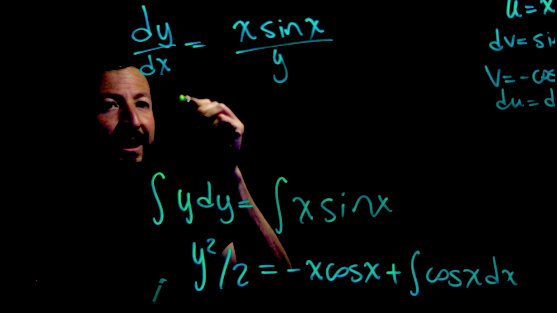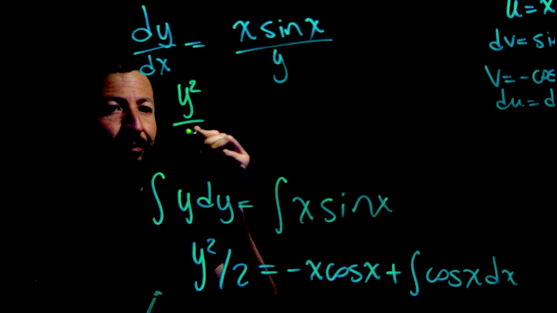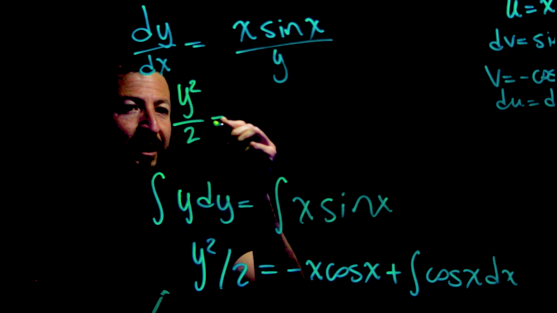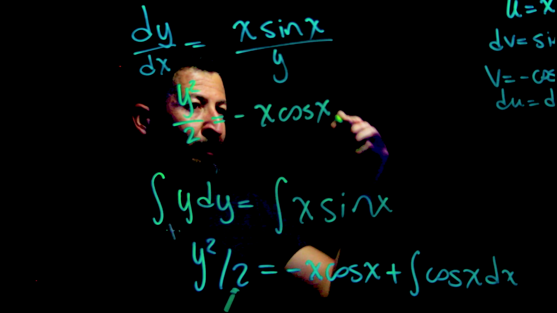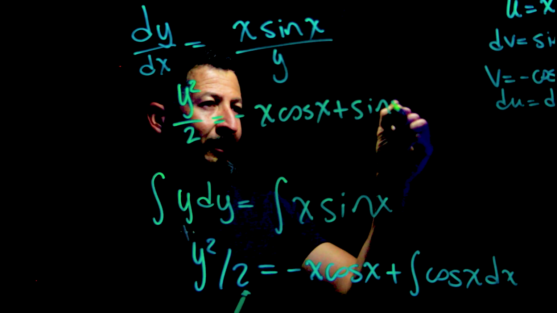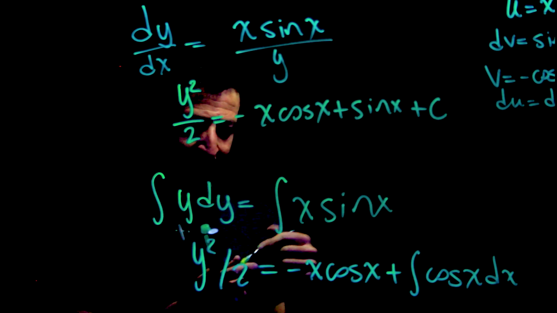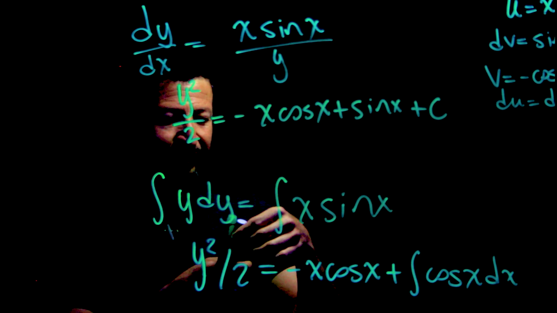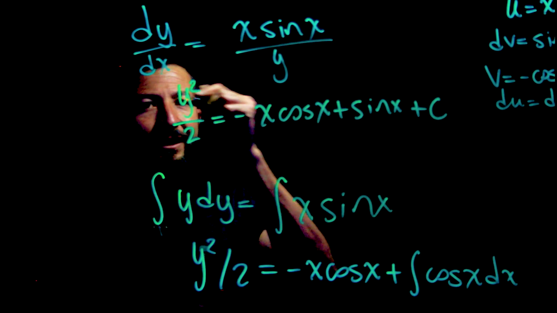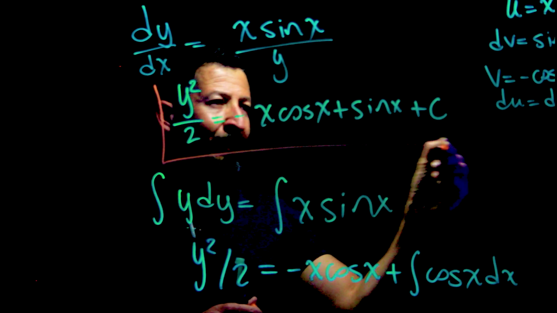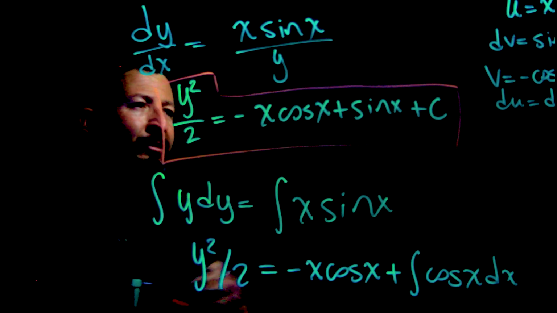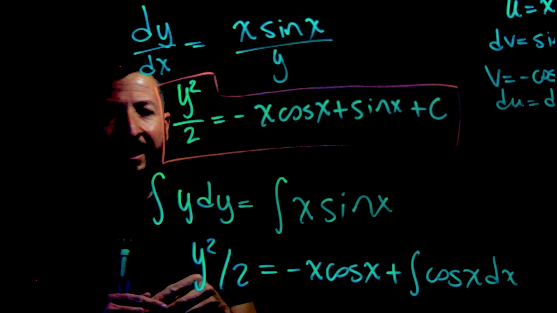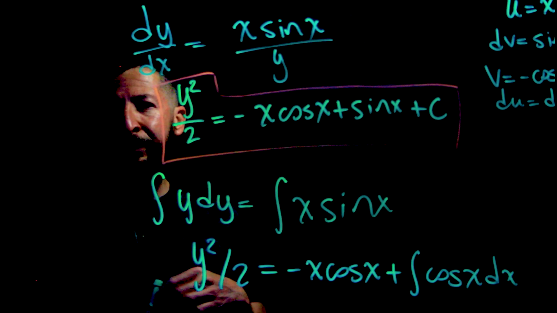So copying everything, I get y squared over 2 equals negative x cosine x plus sine x plus c. And then you can solve for c and leave everything as a function of x and y equals c to mimic a level curve, or you can just leave it like that, and that would be good enough. So that's our first example.